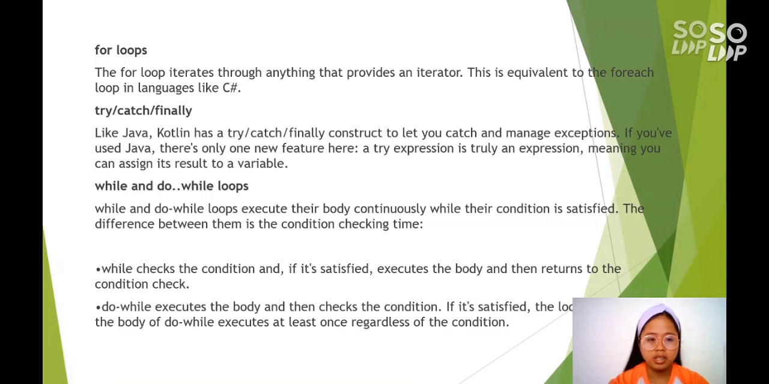A while loop checks the condition first, and if it's satisfied, executes the body and then returns to the condition check. A do while loop executes the body and then checks the condition. If it's satisfied, the loop repeats. So the body of do while executes at least once regardless of the condition.